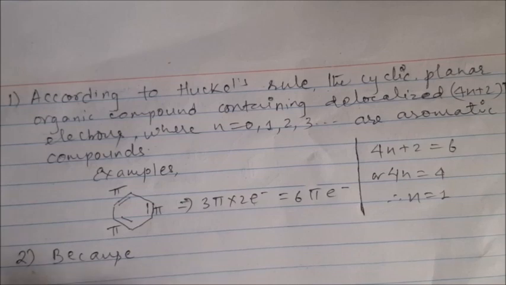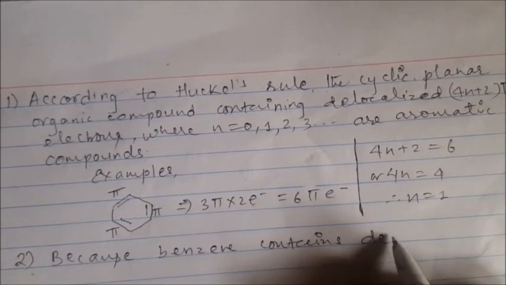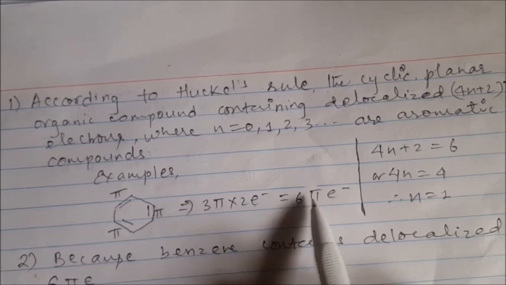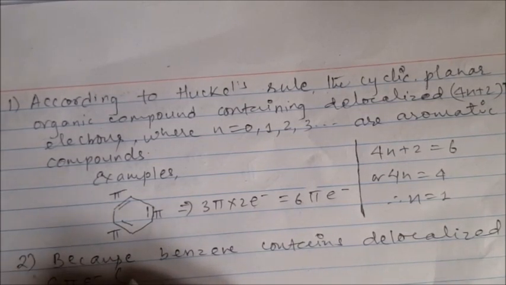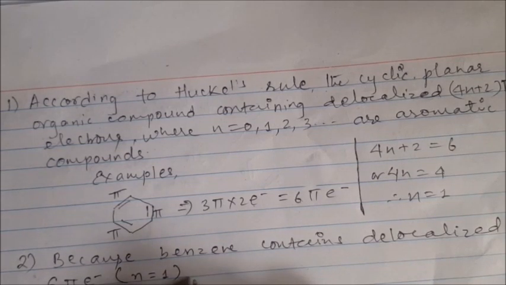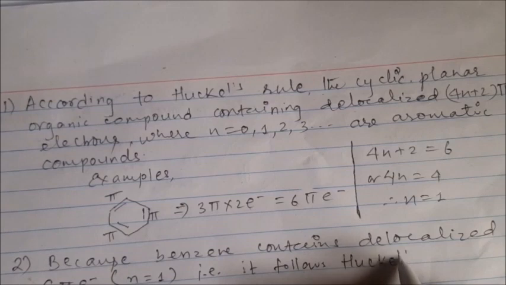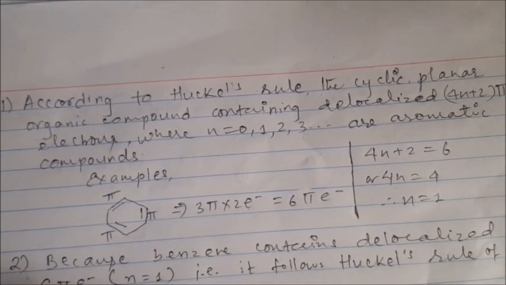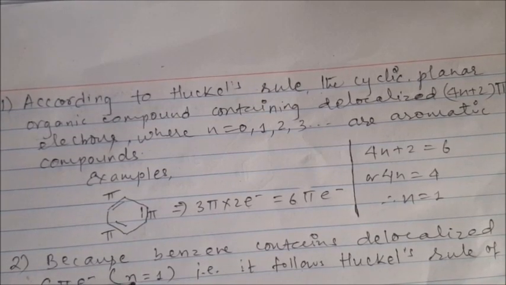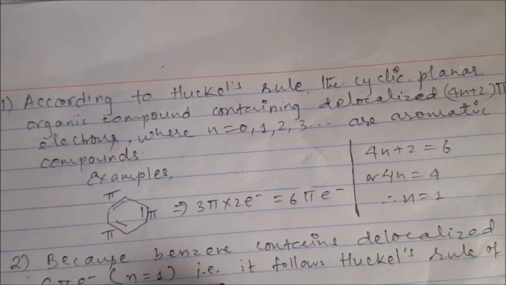I am writing this in a very short format, because benzene contains delocalized 6 pi electrons. We can see here the 6 pi electrons that we calculated from here. 6 pi electrons, that is the value of n equal to 1, because benzene contains delocalized 6 pi electrons, n equal to 1. That is, it follows Huckel's rule of aromaticity. If it contains delocalized 6 pi electrons, and it has the value n equal to 1, then we can say that it follows Huckel's rule of aromaticity, that is the 4n plus 2 pi rule.